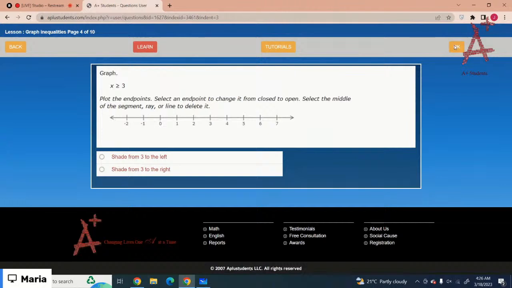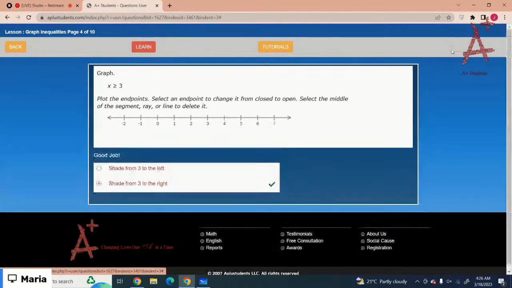Okay, x is greater than or equal to 3. So which is the correct option? The numbers are greater. X is greater than or equal to 3. That means it is on the right hand side of the 3. Shade from 3 to the right. So it would be shade from 3 to the right.